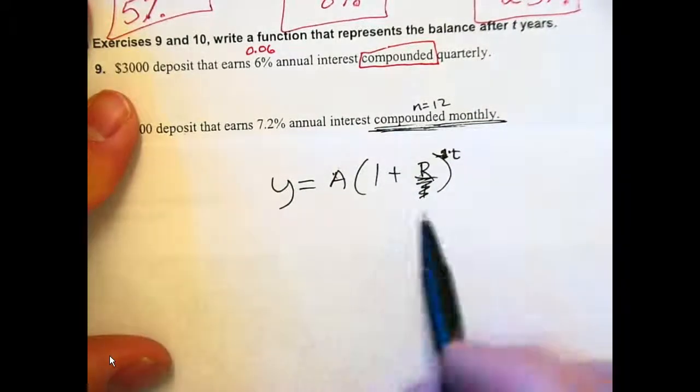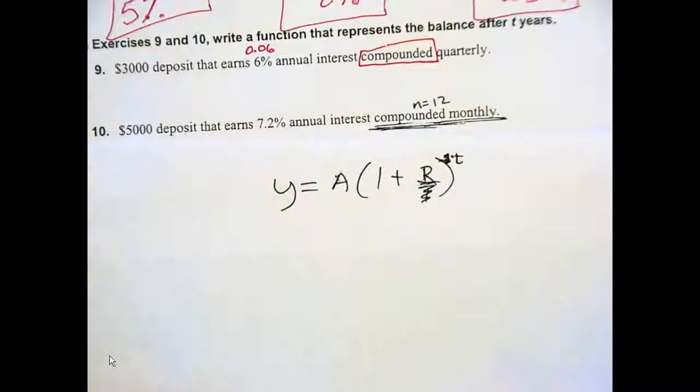All right? Exponential growth is compounded annually. All right? They just don't show the 1 there. n is 1. All right. Very good. Any questions?